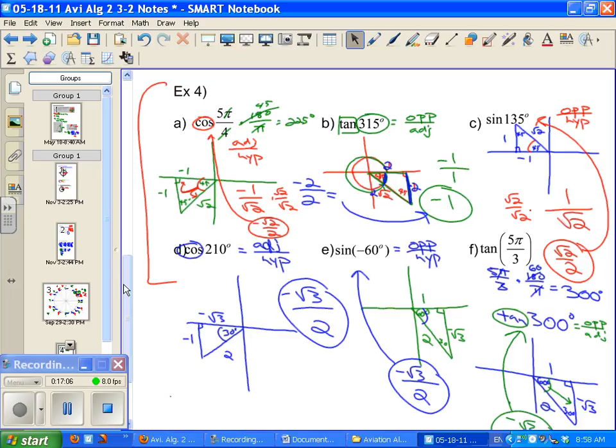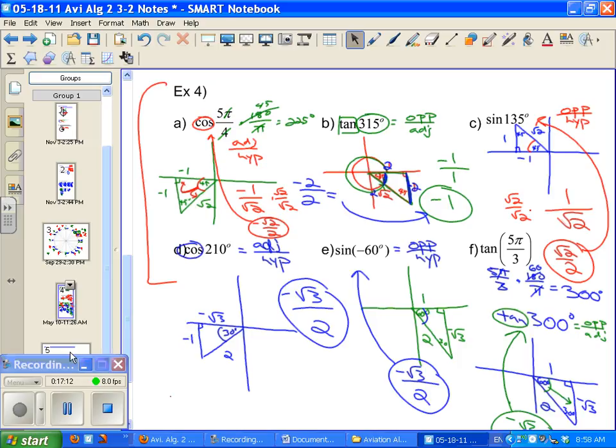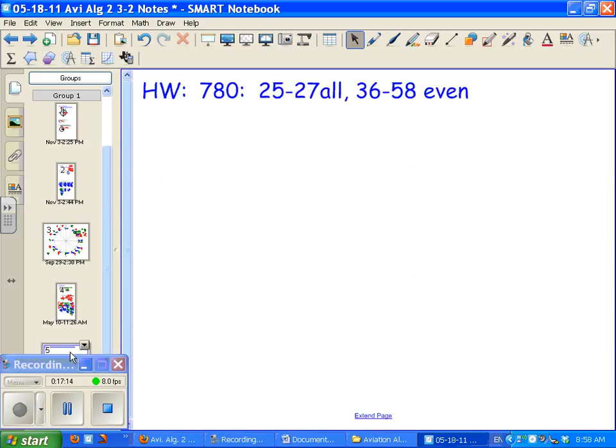Is it a worksheet? I don't believe so. All right, let's see where we're at. We are doing page 780, 25 through 27 all. That's only 3 problems. And then 36 through 58 even.